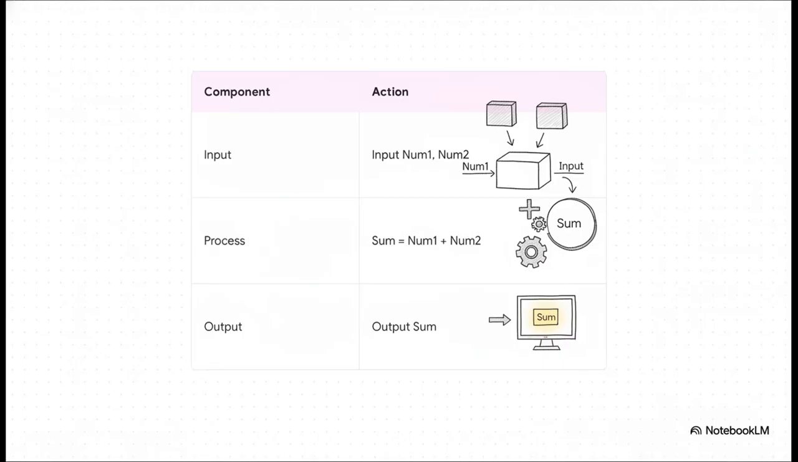Okay, let's look at a perfect, super simple example of decomposition. Say we want a program to calculate the sum of two numbers. We decompose that problem into standard logical components: input, process, and output. First, the input. We take in our two numbers, num1 and num2. Then, the process. We calculate the sum by adding them together. And finally, the output. We display the sum. Clean, simple, structured. Breaking a problem down like this is the absolute essence of computational thinking.